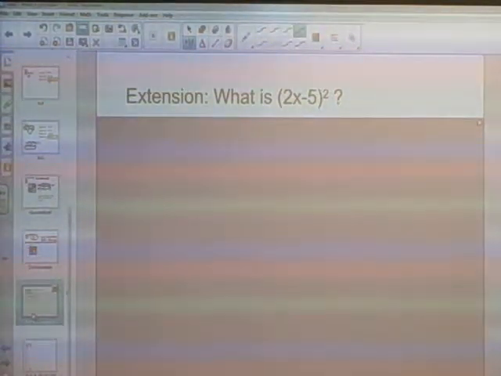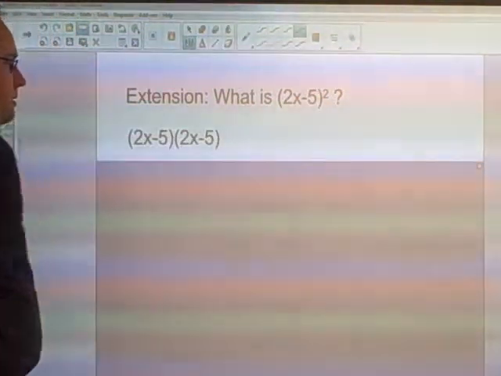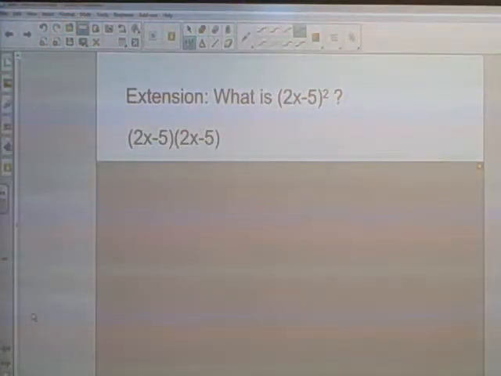So it comes back to the definition of what does squared mean. So squared means you multiply something by itself. So in this case, you're multiplying itself is 2x minus 5. So you do 2x minus 5 times 2x minus 5. I'm going to do FOIL because that's what I prefer.